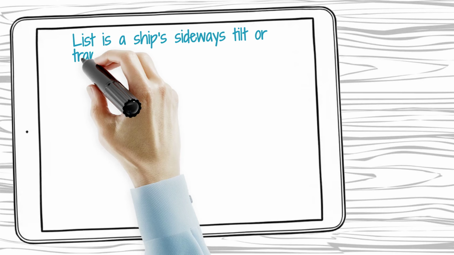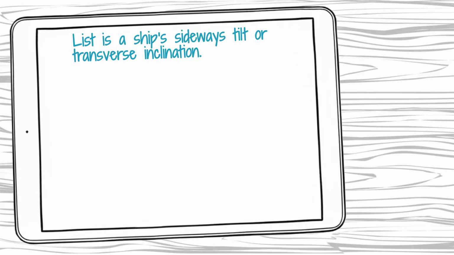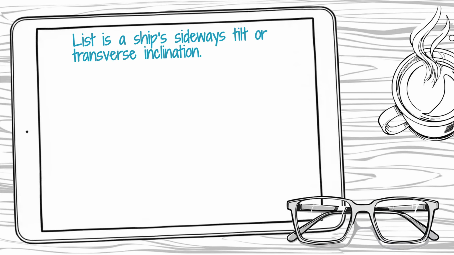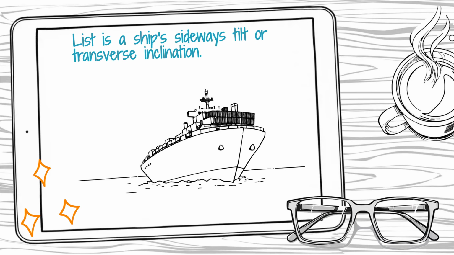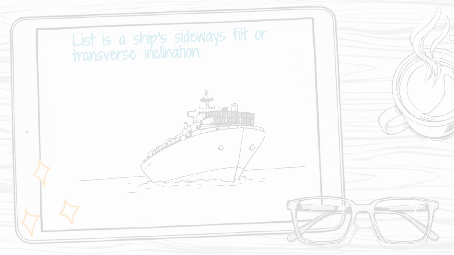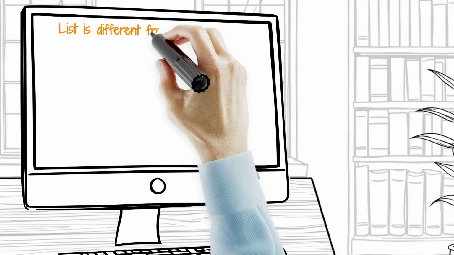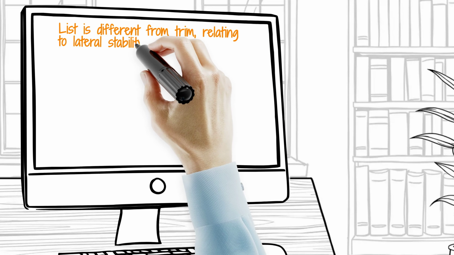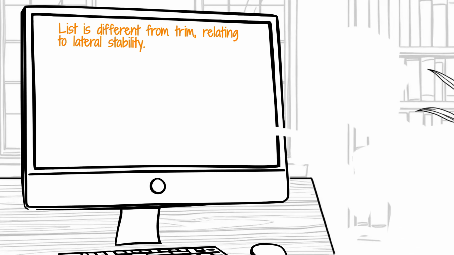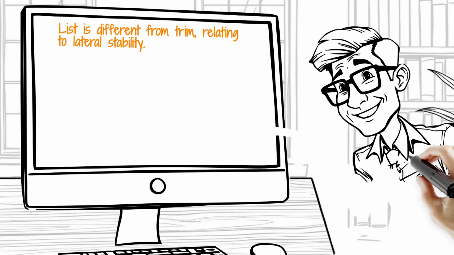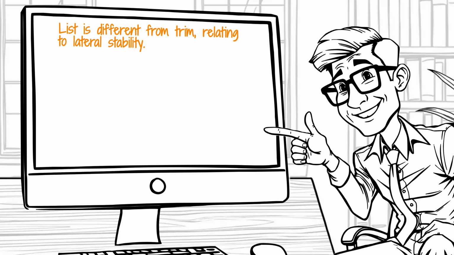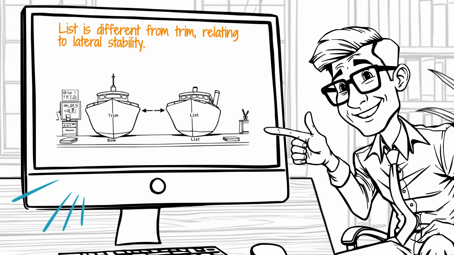List in a ship is the term used for the transverse inclination or sideways tilt of the vessel. It's the condition where the ship is not floating upright, but is leaning to the port side or the starboard side. Unlike trim, which is the fore and aft inclination, list is a transverse stability issue. A small, intentional list is sometimes used, but excessive or accidental list is dangerous because it significantly reduces the ship's transverse stability and the metacentric height.